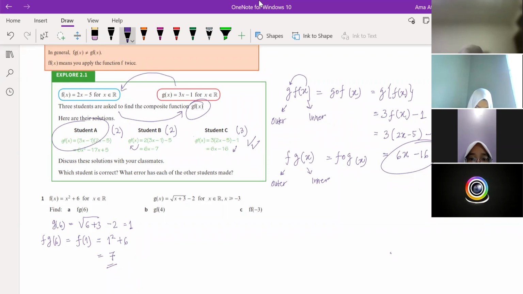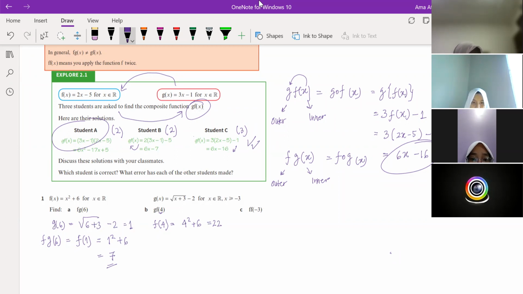Right. So now let's take a look at number B. First, look at the inner. The inner here is f of 4. So find the inner first, f of 4. We are substituting 4 into the function of f. So we will get 4 squared plus 6, which equals 22. 4 squared is 16, plus 6 is 22, right?